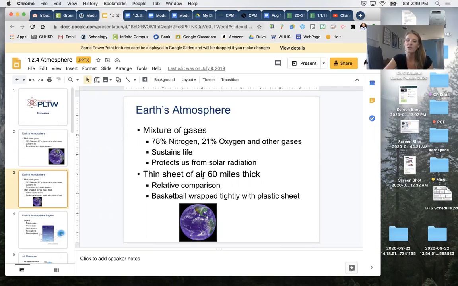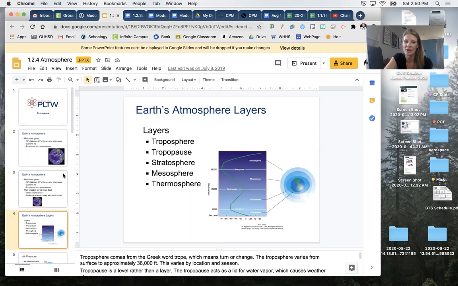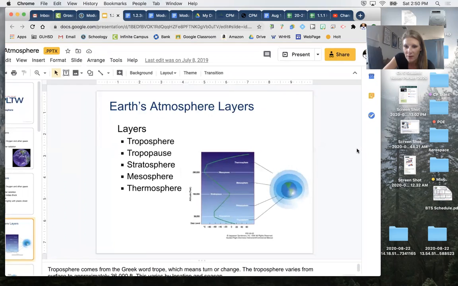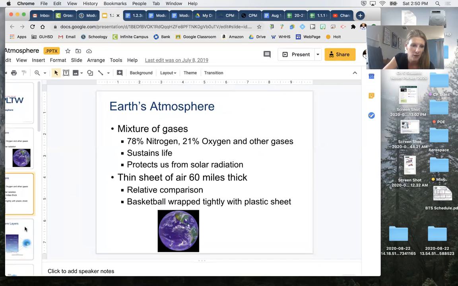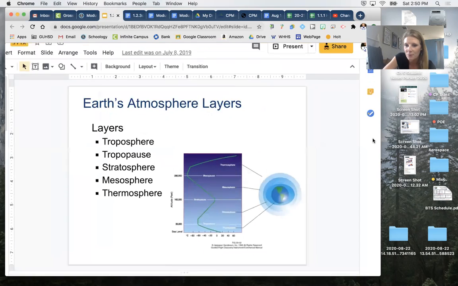So there's a thin sheet of air that's about 60 miles thick that wraps around the Earth, and we're going to talk about that 60 miles of air and what that looks like, and the different layers. So that's where we start, with the different layers of the Earth's atmosphere in those 60 miles. Let me see if I can zoom in here. I think I can if I am careful not to put my cursor on here.